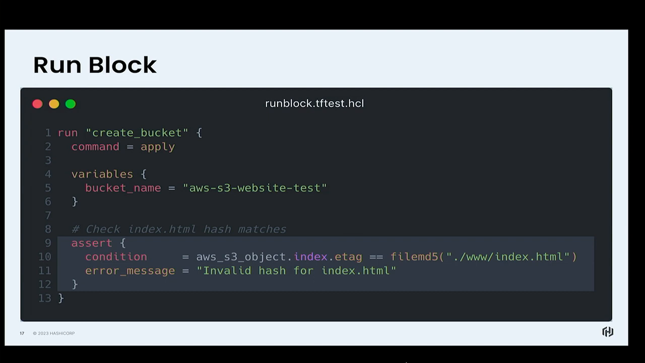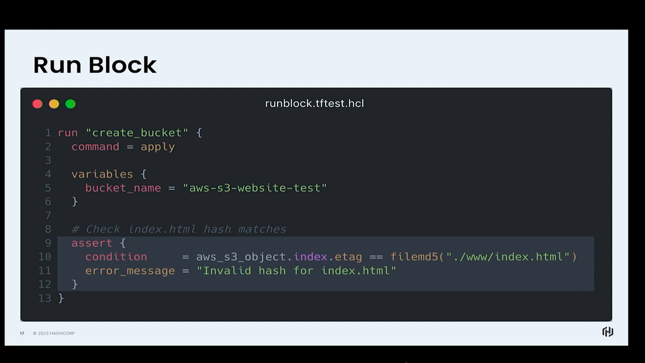If that condition evaluates true, which hopefully it will in our test today, great. This assert passes. There's no other asserts in here, so the run block passes, and we're happy. If it fails, though, the run block will fail, and this error message will be shown. In our case, invalid hash for index.html.